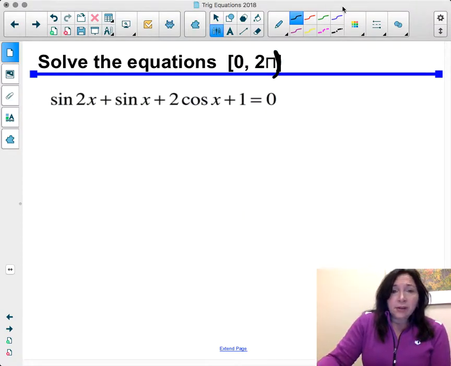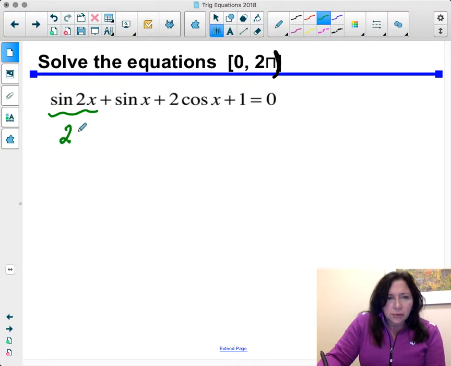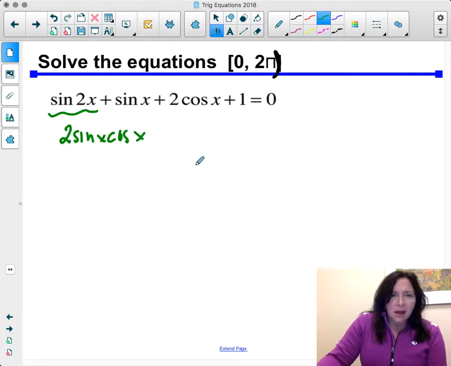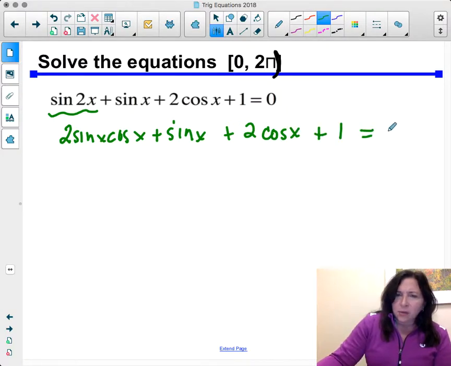I am going to solve for x for this problem. I am going to change this, because it's a double angle, to 2 sine x cosine of x. I see that I have sine of x plus, so I'm going to go plus sine of x plus 2 cosine of x plus 1 is equal to 0.